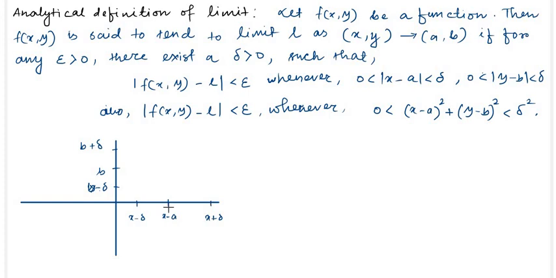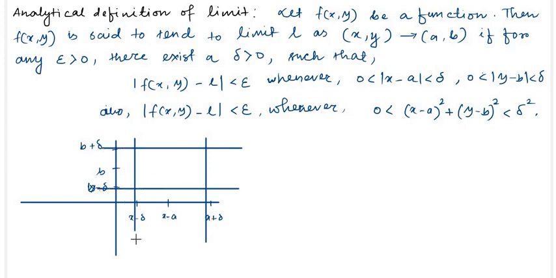Then this region is formed by this one, this and this region formed. This portion is given by this region, which is given by mod of x minus a less than delta, and mod of y minus b less than delta.